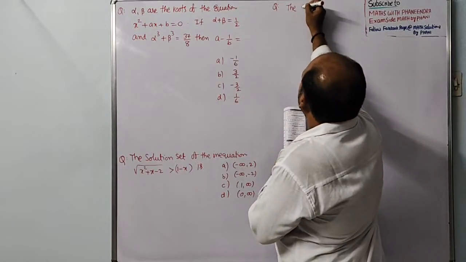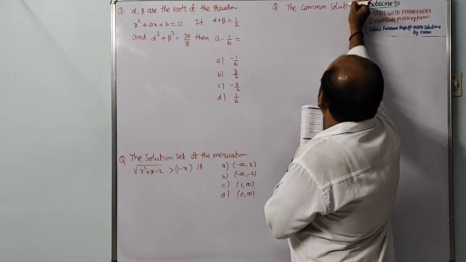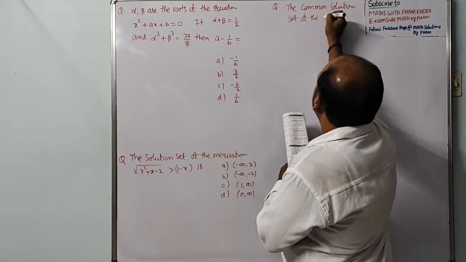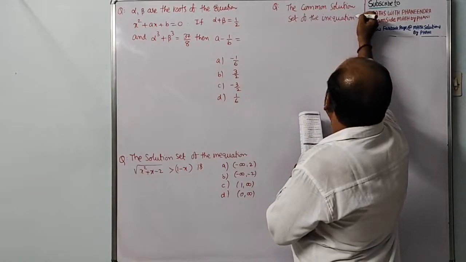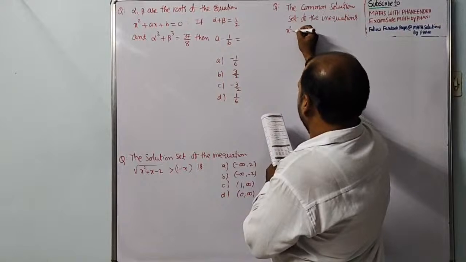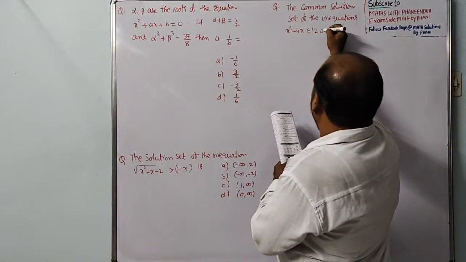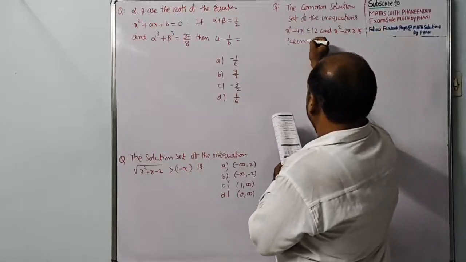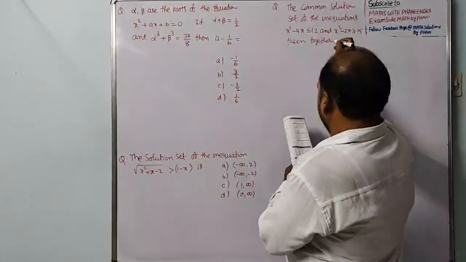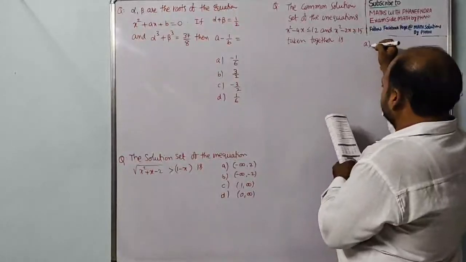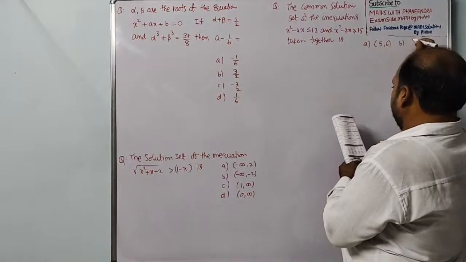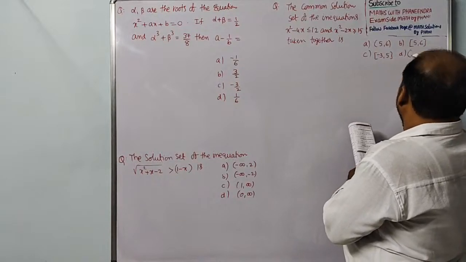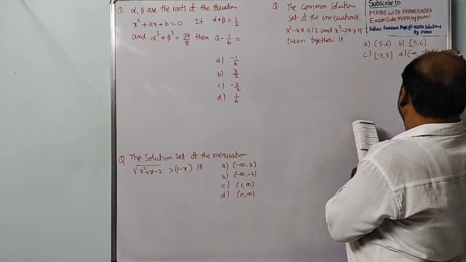The common solution set of the inequations x² − 4x ≤ 12 and x² − 2x ≥ 15 taken together is: the first option, open 5 comma 6; closed 5 comma 6; closed −3 comma 5; open −∞ to −3 closed, union, closed 5 to ∞.